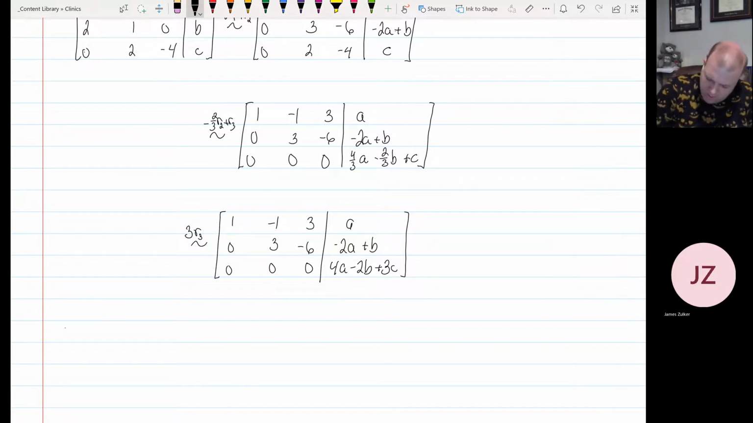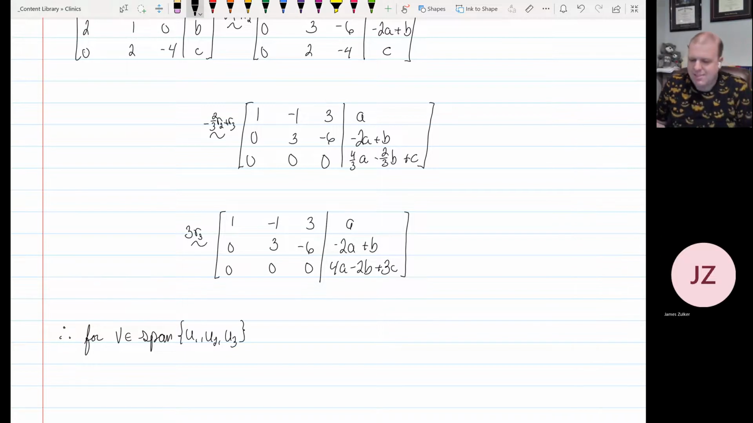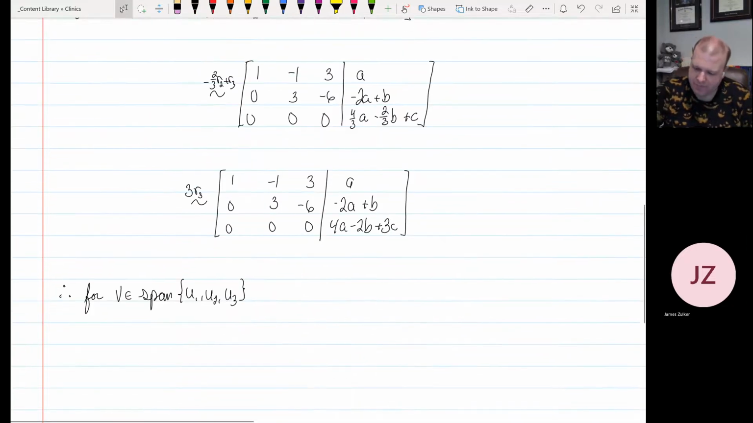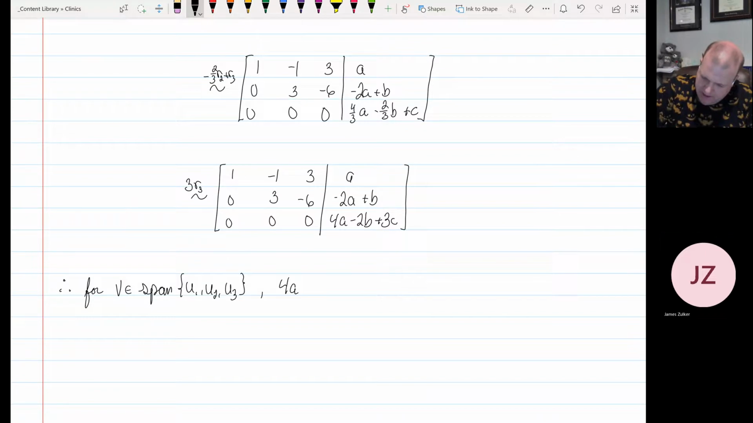Right. So what we can conclude is that for V to be in the span of U1, U2, U3, right? Look at that last row. This is saying that 0 equals 4A minus 2B plus 3C. So in order to have a solution to this linear system, we have to have 4A minus 2B plus 3C equal to 0.